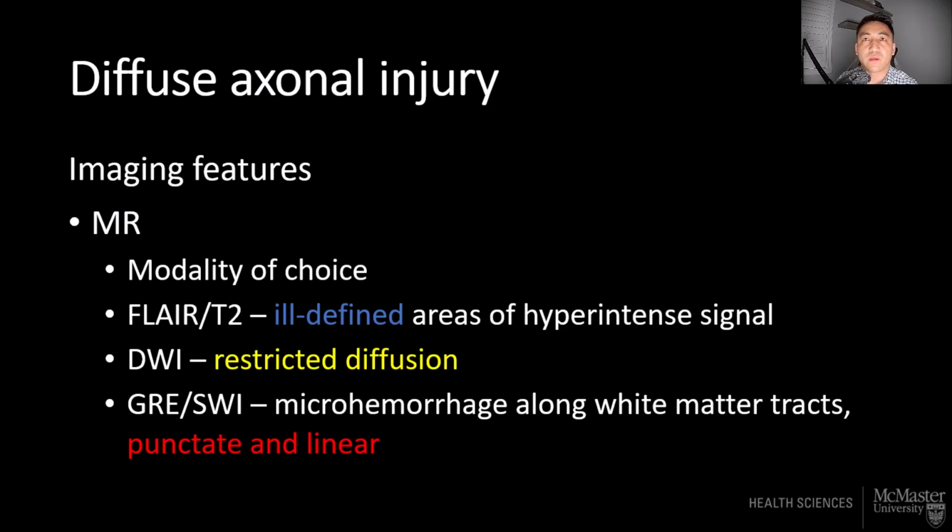MRI is the modality of choice. So DAI shows up on FLAIR as ill-defined areas of hyperintense signal, which also exhibits restricted diffusion. We can see microhemorrhage along white matter tracts. They tend to be a mix of punctate and linear foci in a radial pattern.